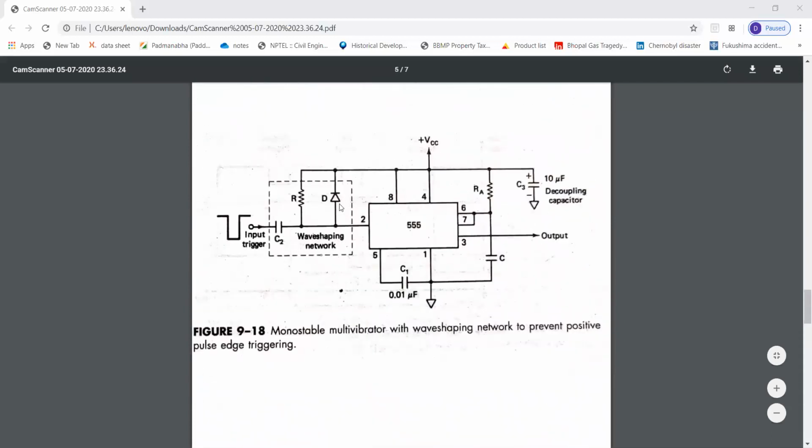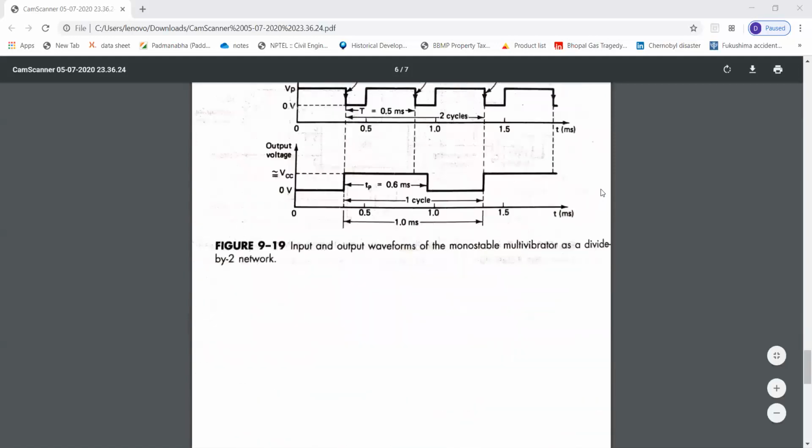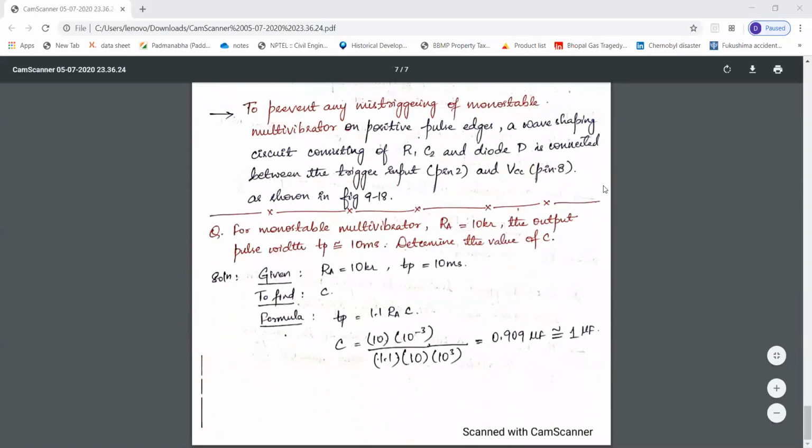This will avoid the mistriggering of the circuit, giving a shape to the waveform, and it avoids the unwanted spikes. That is why C2 and C3 are introduced. So this is about the monostable multivibrator, and you have one problem to solve. It is very simple, just substitution of the values that are given. Just try.